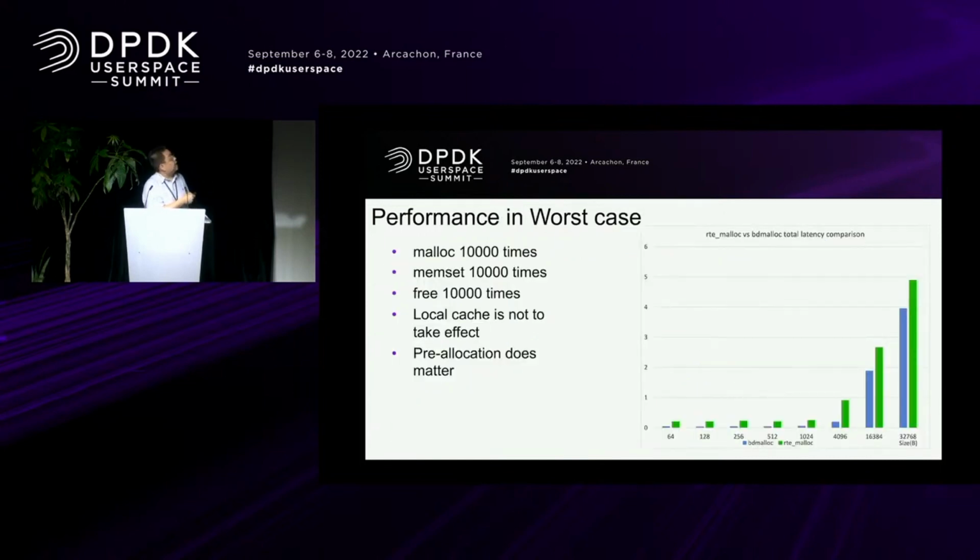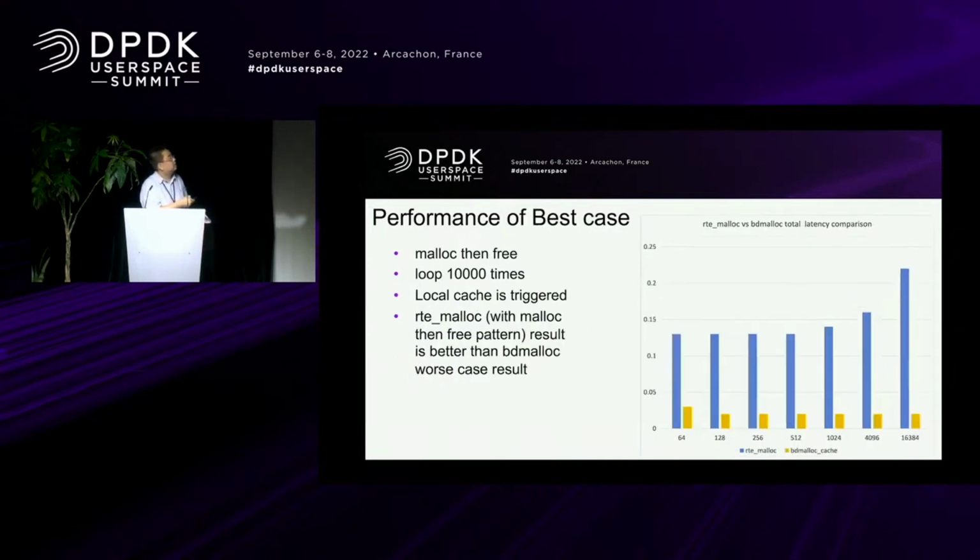So personally, I say this is the worst case because in real life, unless you make 10,000 requests but never free anything, right? Too greedy. So after that, I also tested another extreme condition, the best case. The best case basically means you just do Malloc and then free, and repeat 10,000 times. In this case, your local cache actually works because Malloc and free are interleaved. That's very sweet for the cache, right?